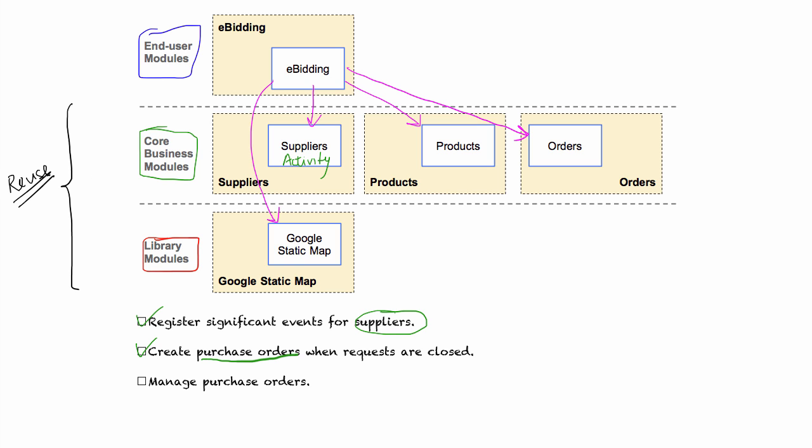So I'm going to add a new application to this layer, the order manager, where I'm going to have an order manager module and probably other modules as well to handle the manage purchase order functionality. So this is something that will go into the end user modules. And just to complete here the example, the order manager module will need to reference the orders module as well. And that's it.